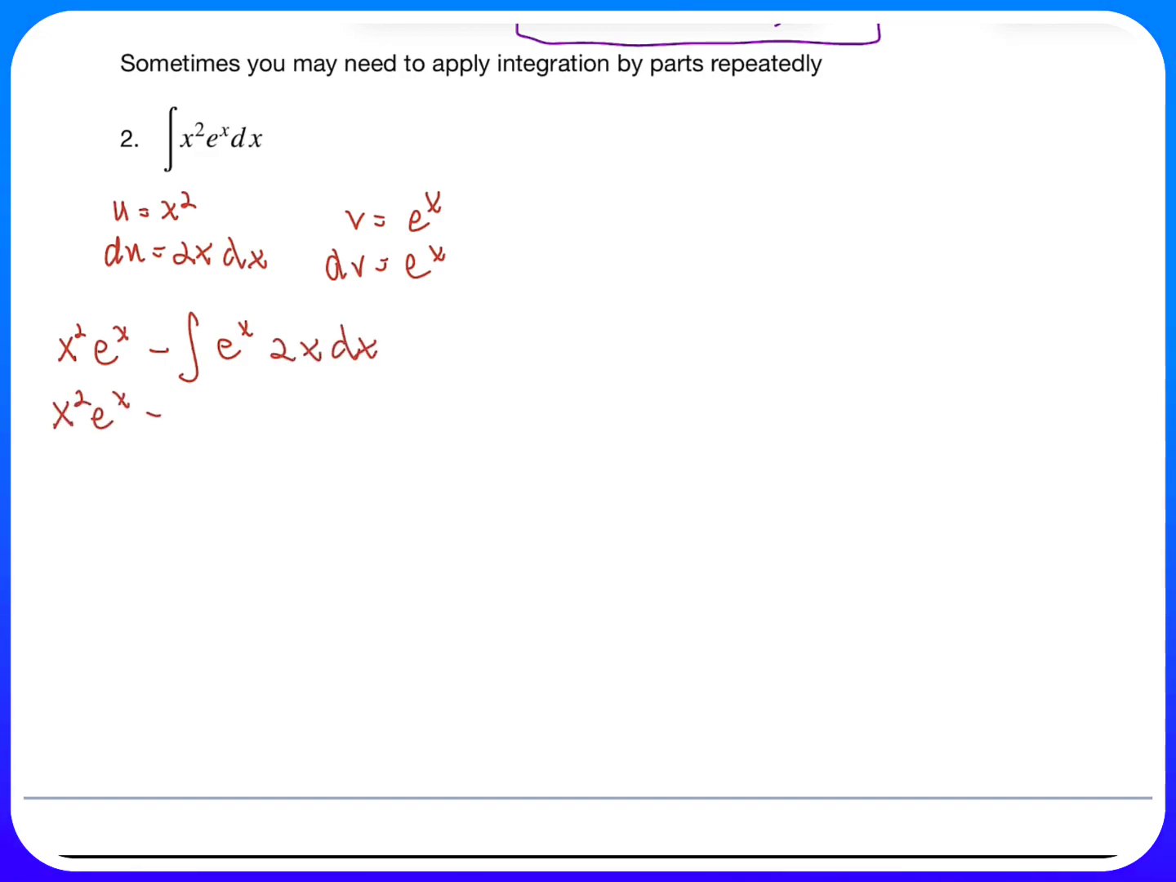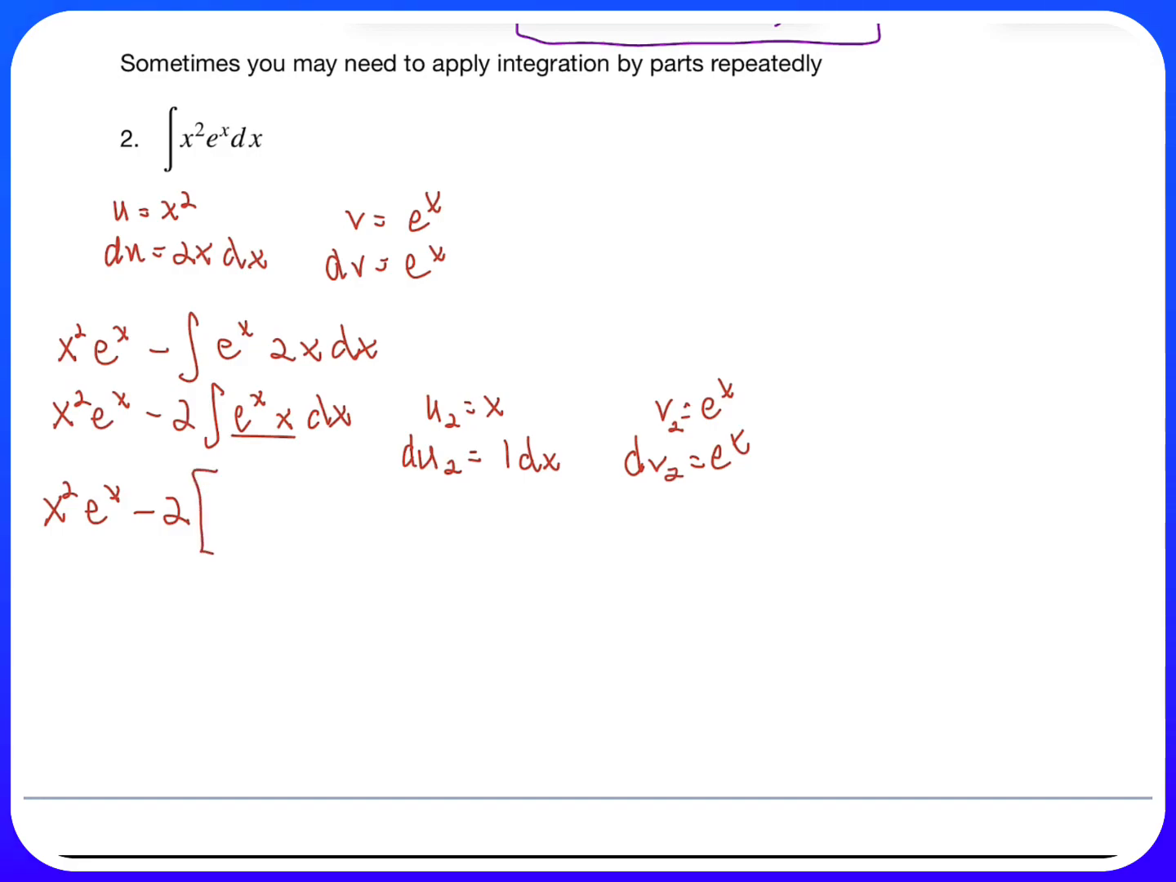Now we notice that in this integral, when I factor out the constant 2, I still have a product of e to the x and x. So I have another u, and again I'm going to let that be the polynomial, and the derivative of x is 1. My dv is going to be the exponential e to the x, and the integral of e to the x, my v, is also e to the x. So I copy down what I have, and then in brackets I take the integral of x e to the x using our integration by parts formula again.